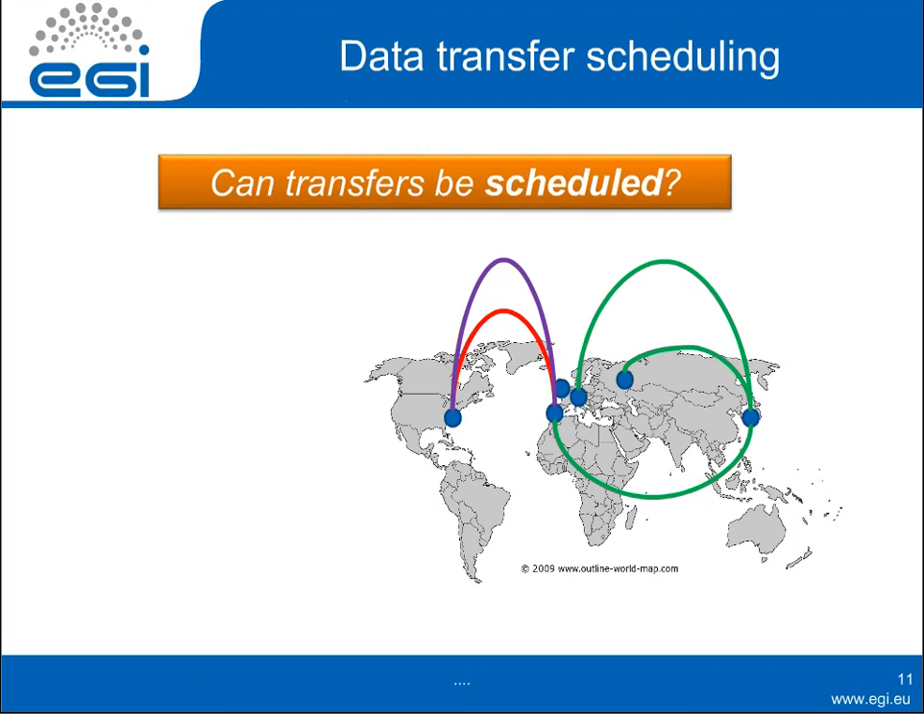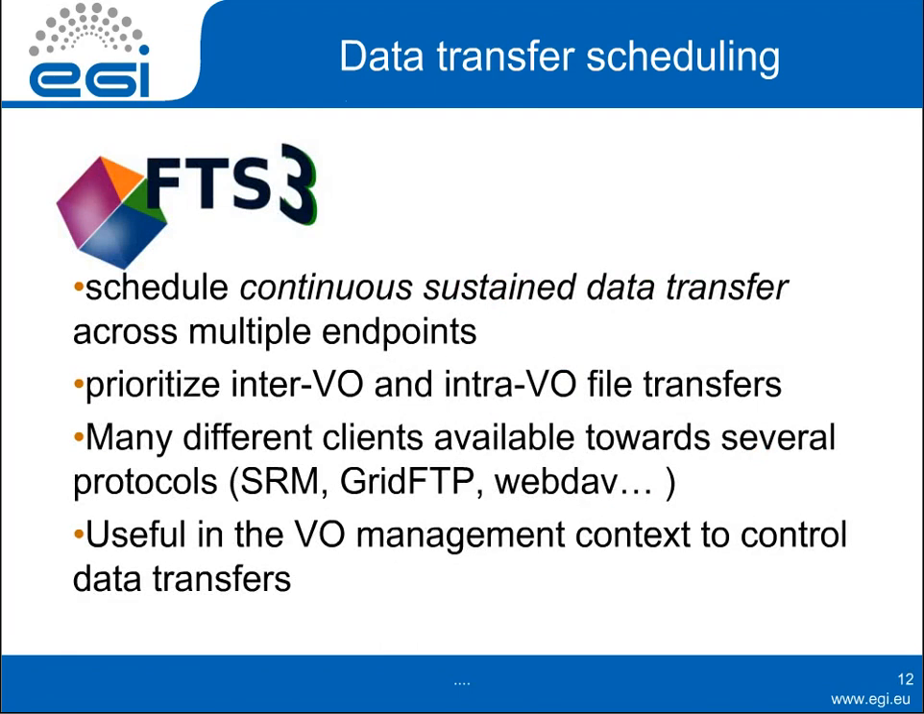And there is an application which is called FTS, which handles this kind of activity. So first of all, it schedules continuous sustained data transfer across multiple endpoints. So you can trigger a set of transfers and prioritize them and then forget, and then you can just wait for the transfers to happen in the proper order that you have chosen at first.